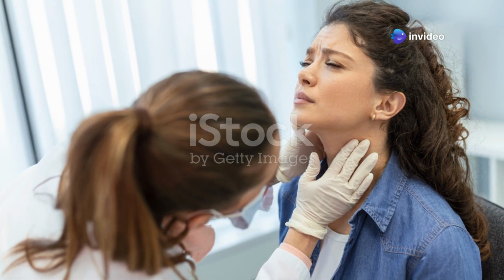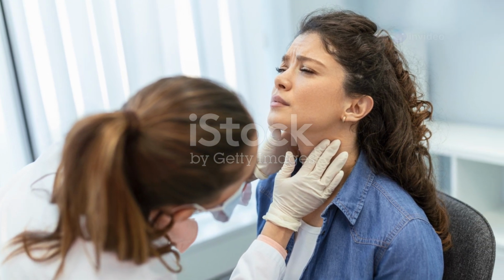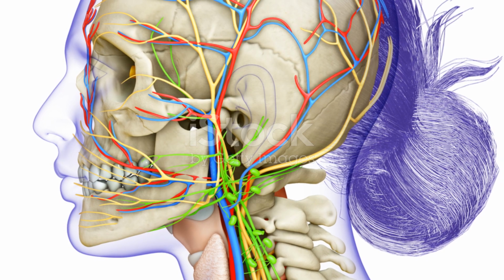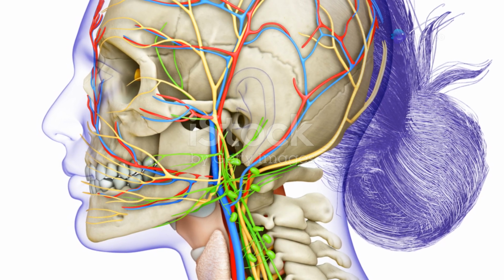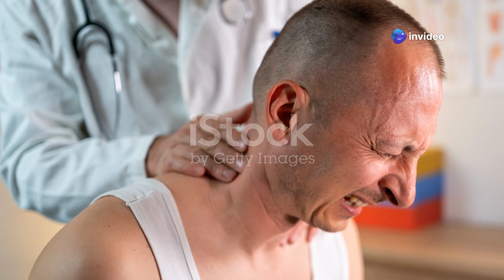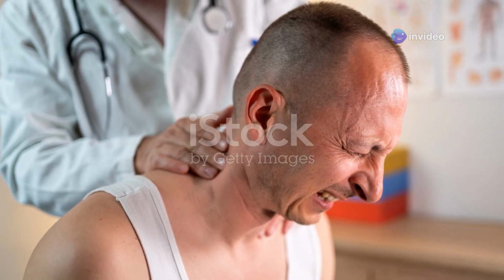Jugular venous outflow disturbance, or JVOD, is a condition that affects the veins in the neck. These veins, known as the jugular veins, are responsible for draining blood from the head and brain back to the heart. When there's a disturbance in this outflow, it can lead to a range of symptoms and complications.